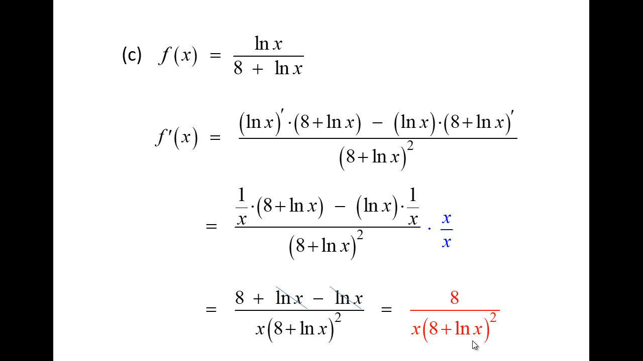Okay, so that's all I want to say about the quotient rule and applying the quotient rule to find derivatives of functions that are quotients of two other functions.